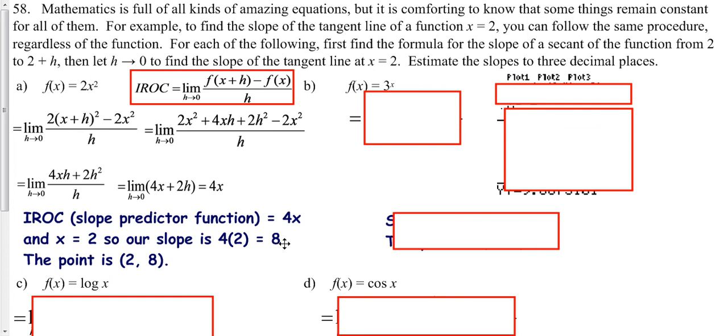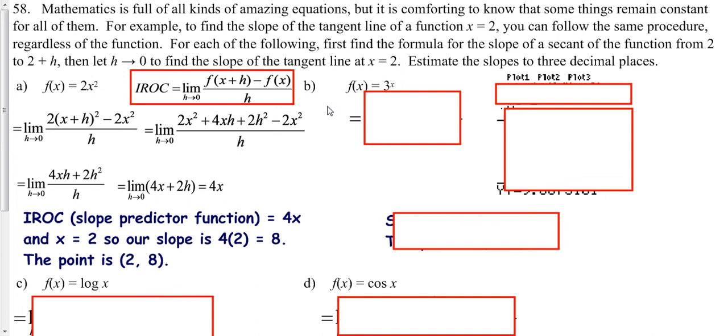So now you'll eventually have to go ahead and find the equation of your tangent line. You just figured out the slope, which is 8. But to figure out the equation of your tangent line, you also need to know a point. Well, we knew that x was 2. We take 2 and plug it into your function. 2 squared times 2 gives us 8. So we have our point of 2, 8. Then you should be able to go ahead and use your point slope formula to find the equation of your tangent line.